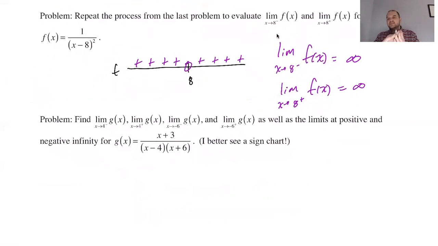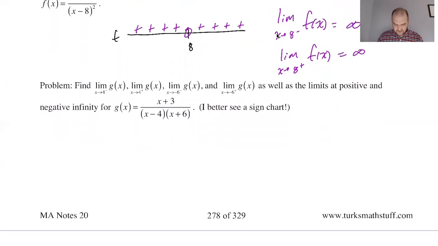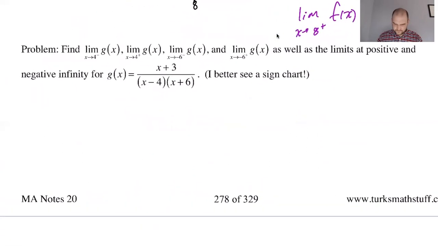Just remember, it's the zeros of the numerator and the zeros of the denominator. Zeros of everything have to go on there. So let's see. I'm going to find these 4 limits, using a sign chart. All right, so I'm going to start off with zeros of everything, right? Denominator and numerator. So -6, -3, +4, all going on my sign chart.